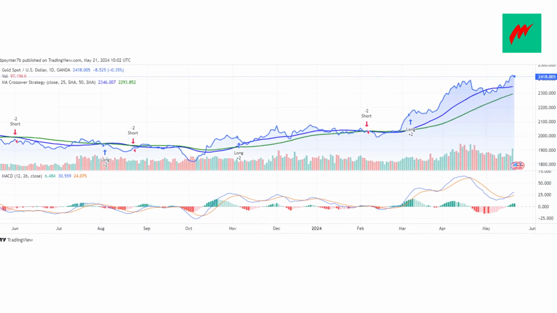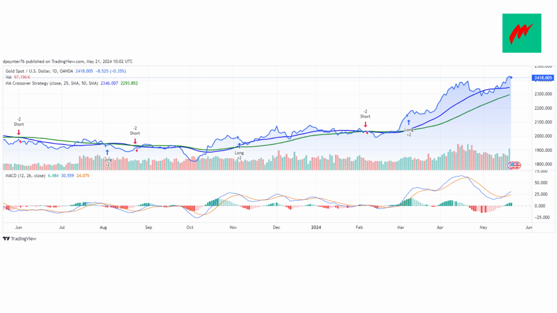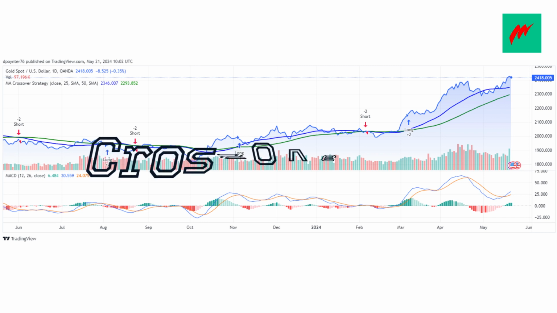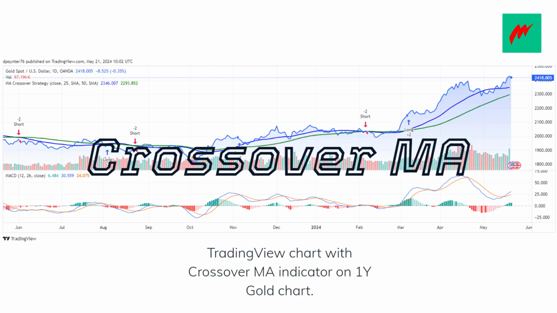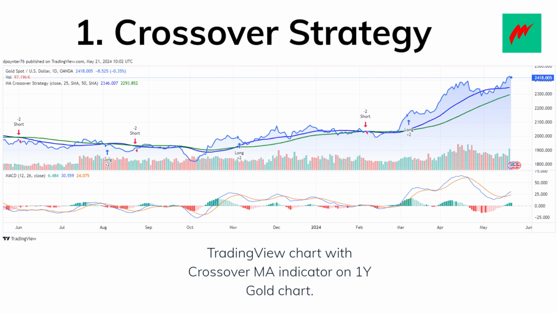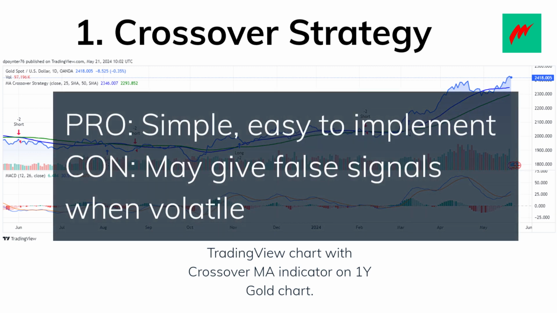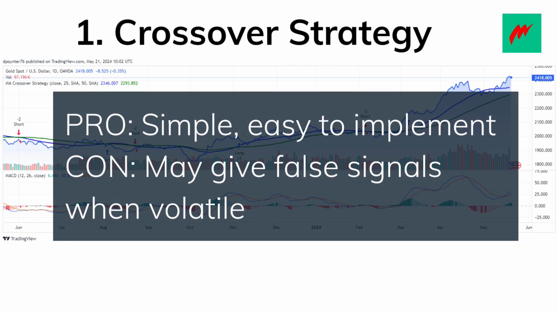Now, let's dive into the 3 key strategies that can help you get started. 1. Crossover strategy. This involves using moving averages to identify potential buy or sell signals. For example, when a short-term moving average crosses above a long-term moving average, it may indicate a buying opportunity. Pros: simple to understand and implement. Cons: can give false signals in volatile markets.